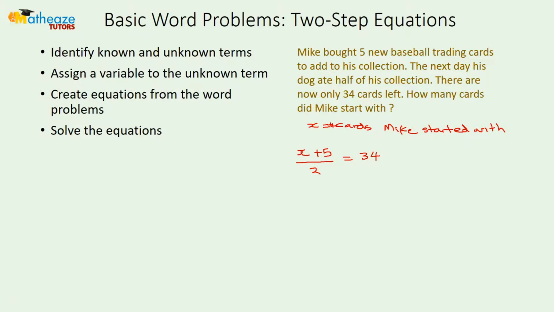The first thing we're going to do is get rid of the fraction. The easiest way to do that is to multiply both sides by 2. So x plus 5 equal to 68. Now we want x equal to c, so we subtract 5 here and subtract 5 here. So x equal to 63. So Mike had 63 cards.